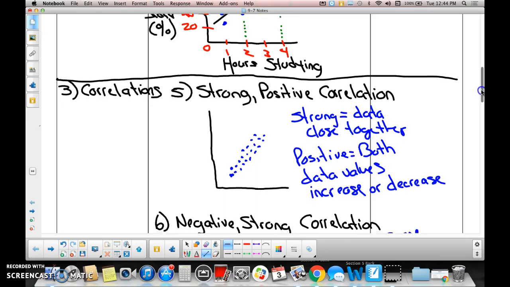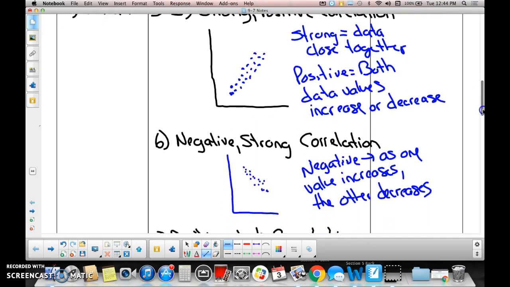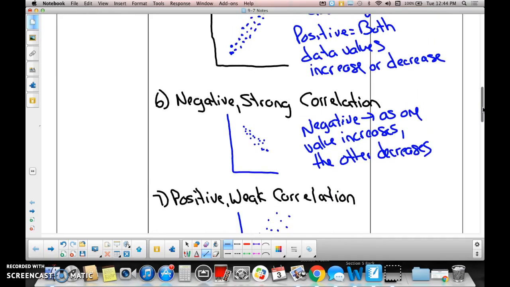Okay, somebody tell me what a negative strong correlation means. What is a negative strong correlation, Haley? The data is all close together, which is strong, and the negative means that the x-axis could be increasing, the y could be decreasing. Okay, so as one set of data increases, the other decreases. I want to give you an example of negative correlation since we didn't talk about that.